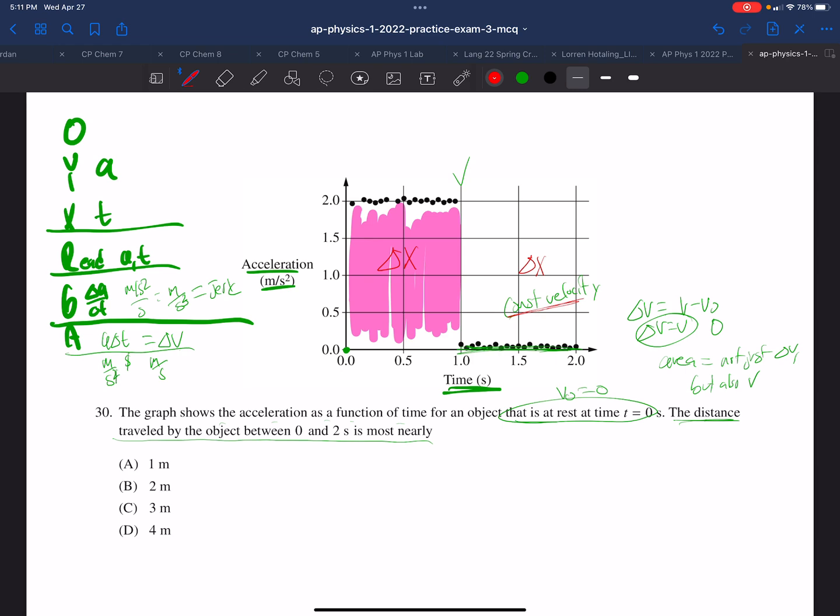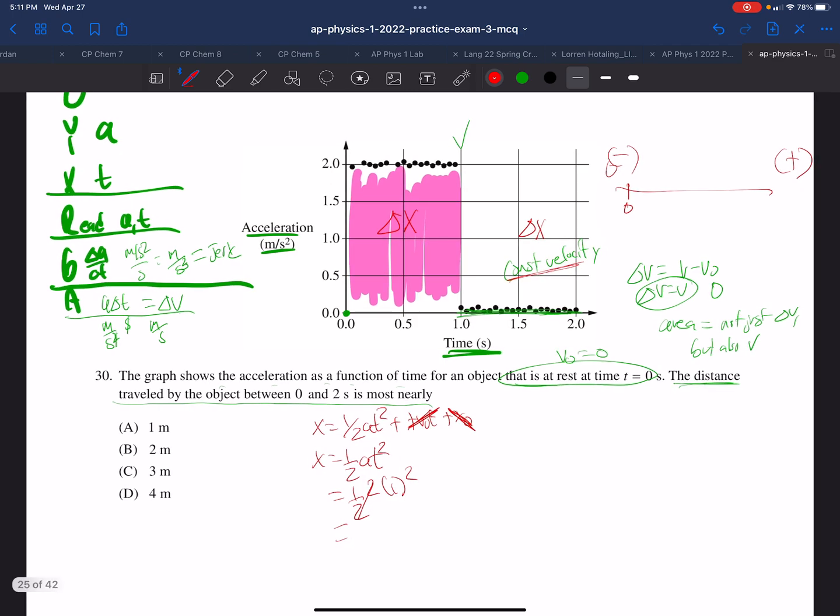So the first thing we can do for the first 2 seconds is use our position formula. X equals 1/2 AT squared plus V0t plus X0. And if we say the thing started at a position of 0, then X0 is 0. We know V0 is 0, so then X just equals 1/2 AT squared. The acceleration is 2, and the time is 1. Aha, so the position is 1 meter.